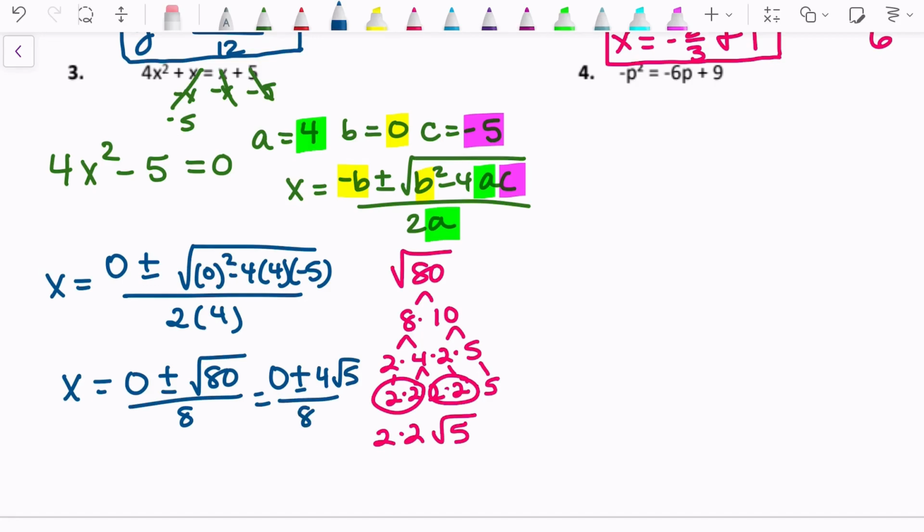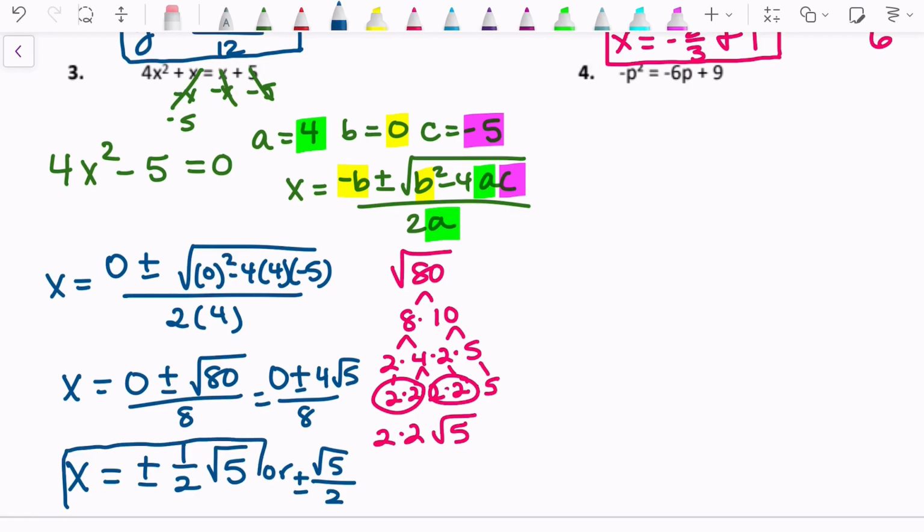Now this can be simplified because 0 over 8 is just 0 and 4 over 8 is 1/2. And so I am going to write my final answer as plus or minus 1/2 square root 5, or you could write it as square root of 5 over 2. Those are the same thing. So I just divided the 0 and the 4 by 8. Hope this helps.